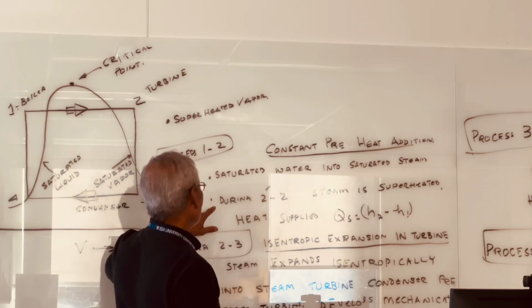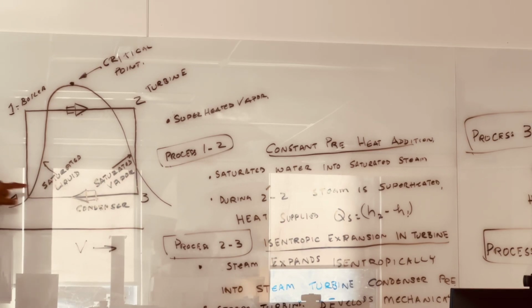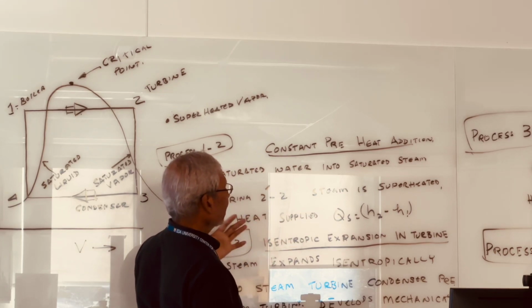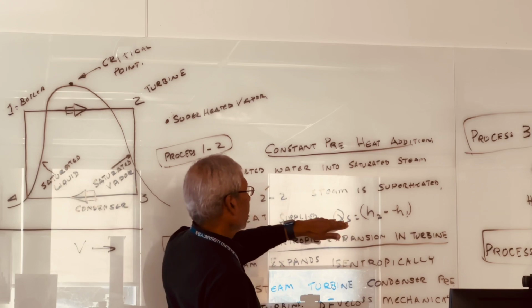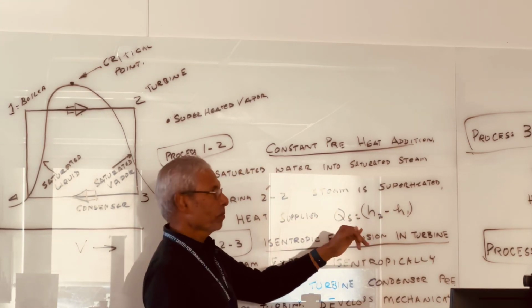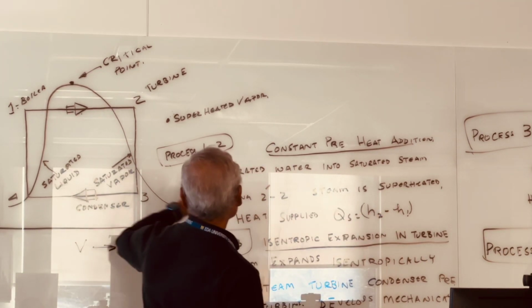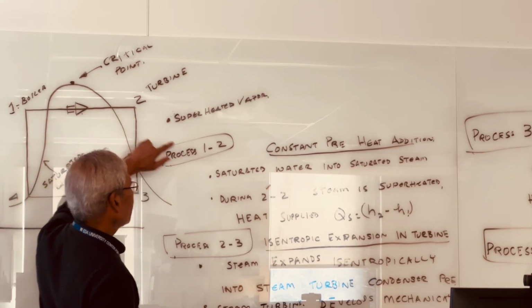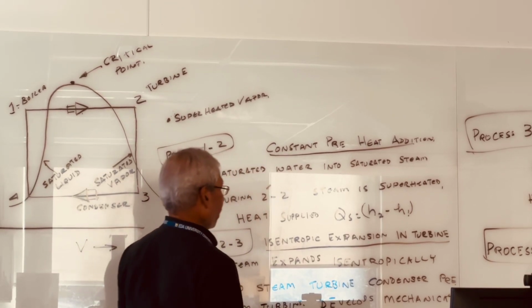And then from 2' to 2, remember I told you about this 2' to 2 area, steam is superheated. So we can calculate how much heat is supplied by this equation. Qs is equal to H2 minus H1. H is enthalpy here, enthalpy at point 2, enthalpy at point 1. So the difference between the enthalpies is what's going to give you the heat supply.